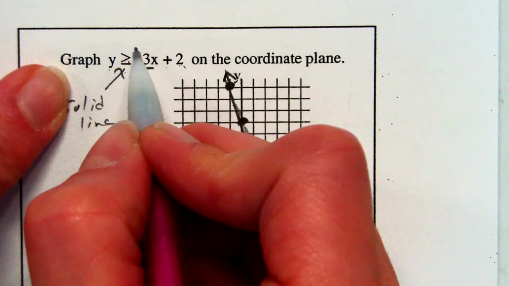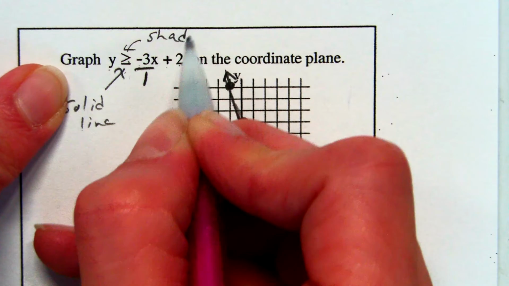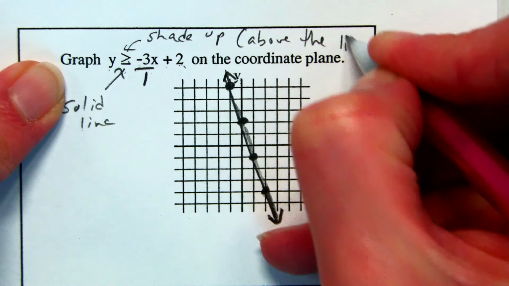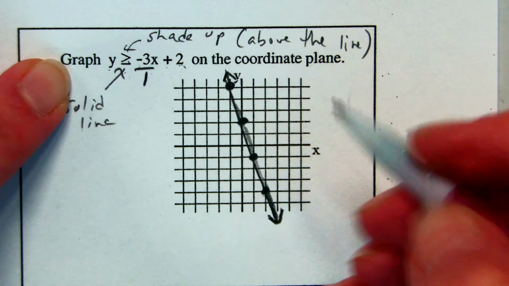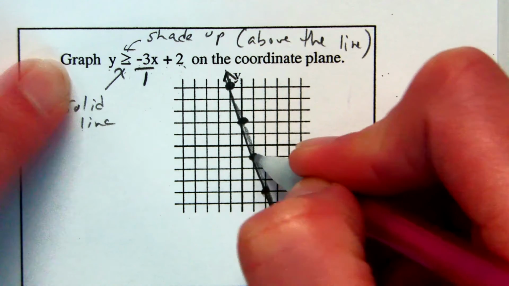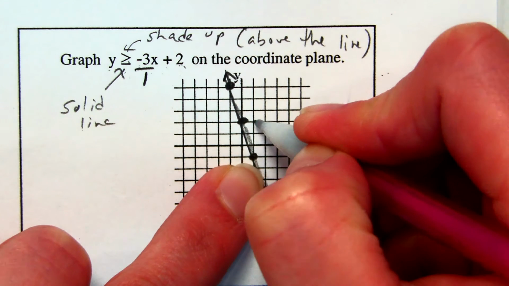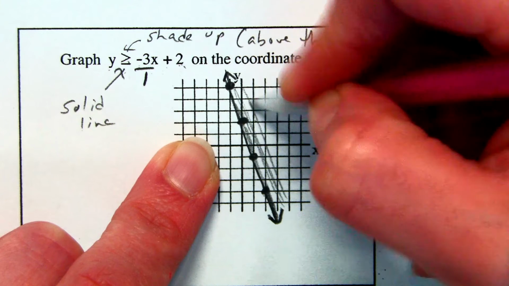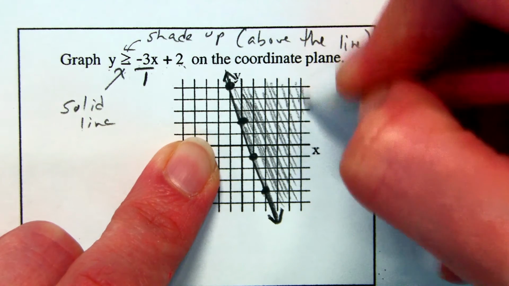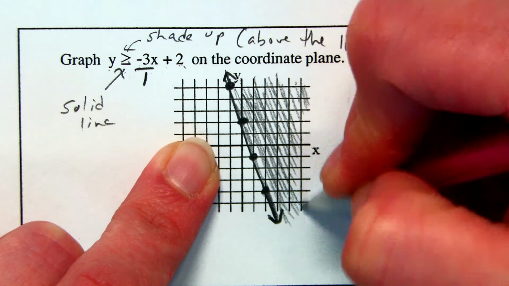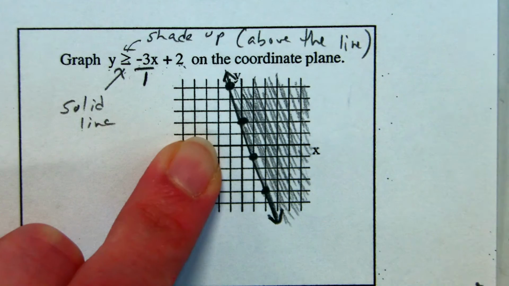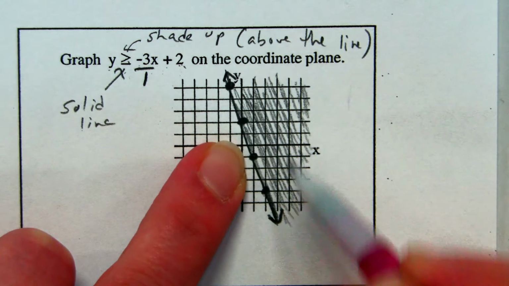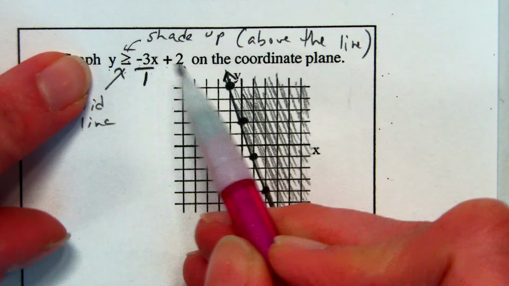Since this is greater than, that means we're going to shade up, which means above the line. Sometimes this is confusing, but if I just pick a point that's on the line and go straight up, then my pencil's on the side that's going to be shaded. So we're going to shade this whole side in like this. And so any point that's either on the line or in the shading would make this equation true.